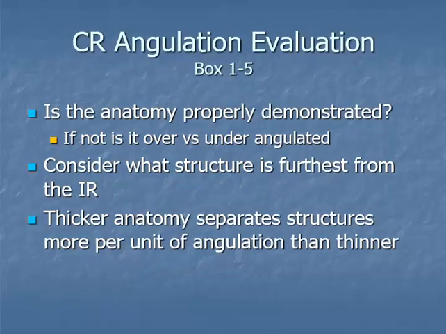Same thing with central triangulation. If we're over-angled, where is the anatomy? Where should the anatomy be? If it's over-angled, where is it? If it's under-angled, where is it then? Also, though, we need to take into consideration that thicker anatomy separates the structures quicker than thinner anatomy.